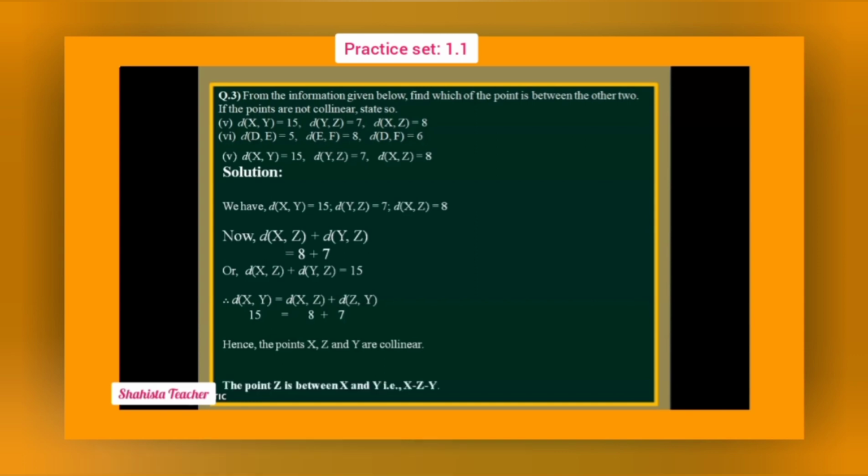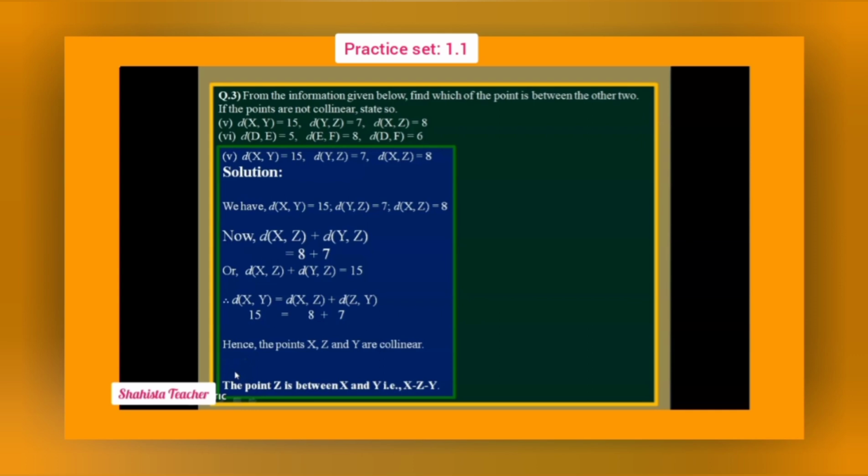So here point z is between x and y. So xz plus zy is equal to xy. So z is in between x and y. So here in this way we finish question number 3 sub question 5, where all the 3 points lie in the same line. That means it is a collinear point. x, z and y, z is between.